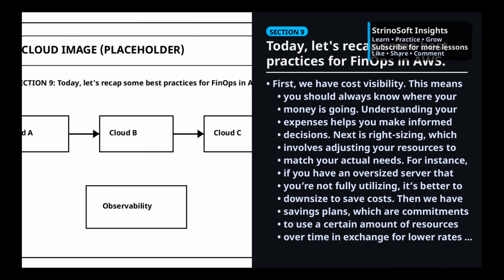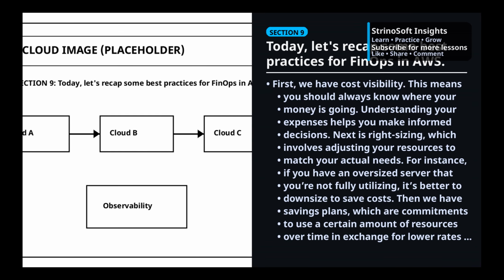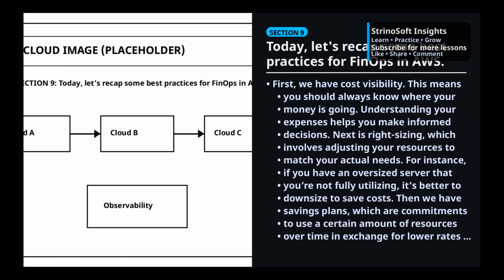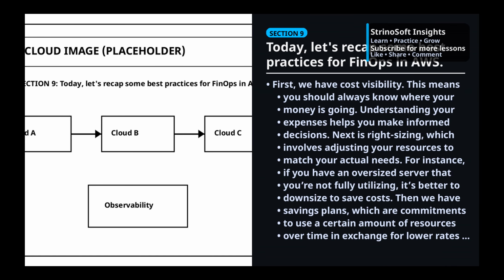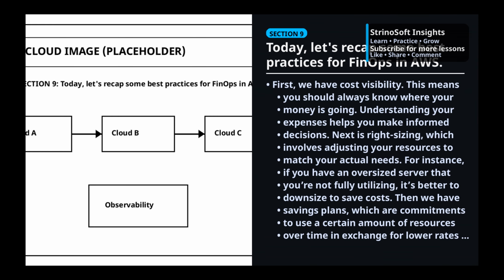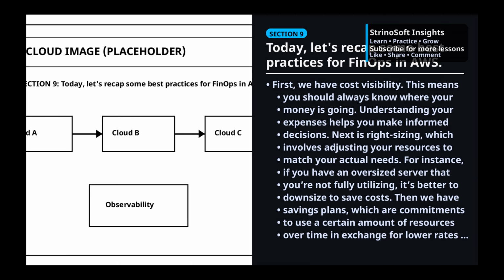Next is right-sizing, which involves adjusting your resources to match your actual needs. For instance, if you have an oversized server that you're not fully utilizing, it's better to downsize to save costs. Then we have savings plans, which are commitments to use a certain amount of resources over time in exchange for lower rates. Tagging is also crucial. It helps you categorize and track your resources effectively.